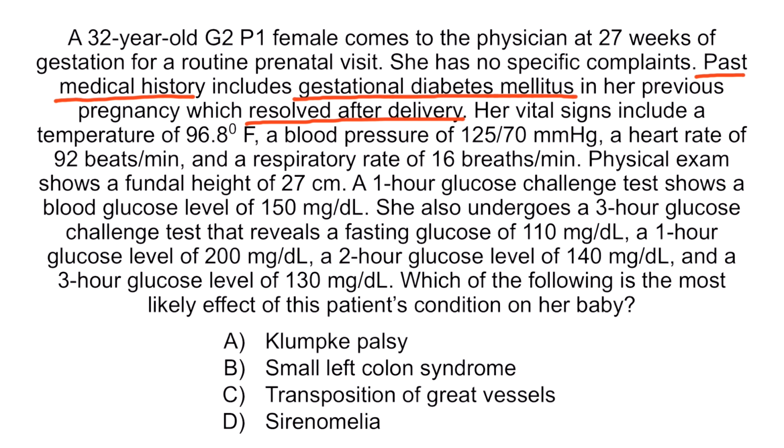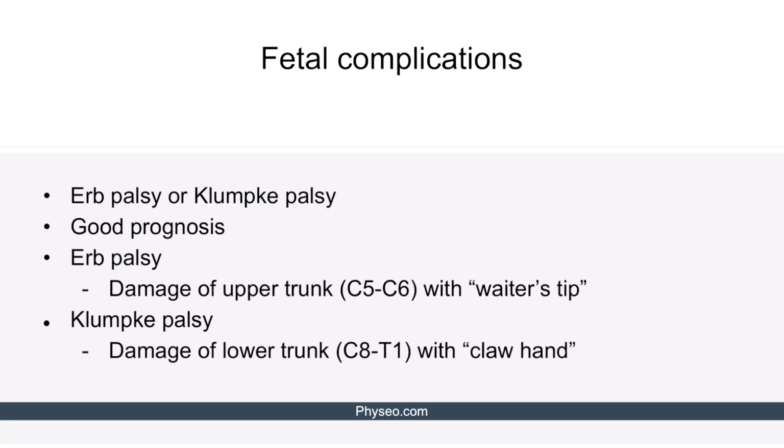Now we should select the complication which can occur in GDM. Out of these 4 options, the most specific complication for GDM is option A, Klumpke palsy. GDM can cause fetal macrosomia with resultant shoulder dystocia. Shoulder dystocia, in turn, can cause brachial plexopathy, including Klumpke palsy. So the correct answer is A, Klumpke palsy. Here is the slide that we discussed earlier, reminding us of several complications of gestational diabetes mellitus, including Klumpke palsy.